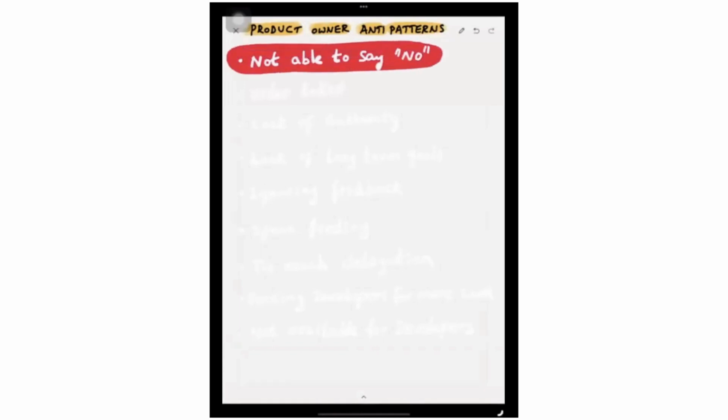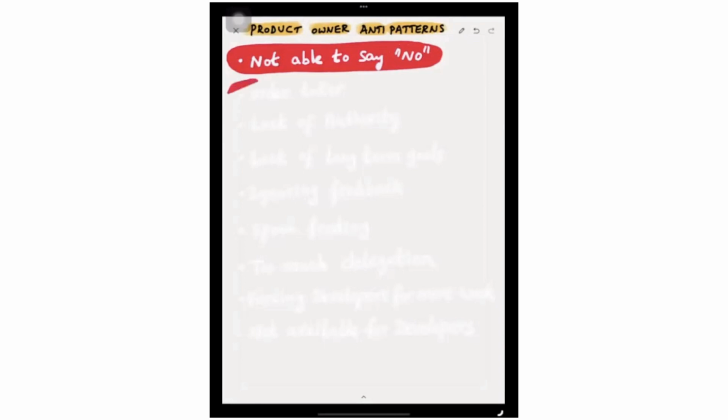So product owners, if they are not able to say no, the product may end up having a lot of features which are not required. So time to time, according to the importance of the feature and how much time it will take, how much effort it will take, whether it will really add value or not, depending upon that, the product owner should be able to say no.